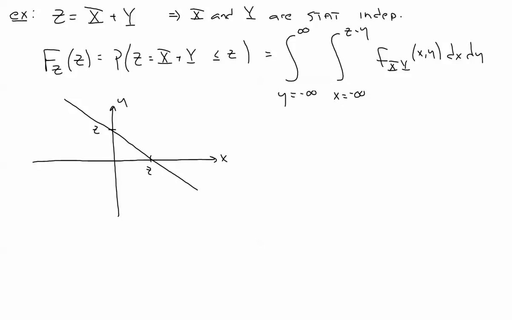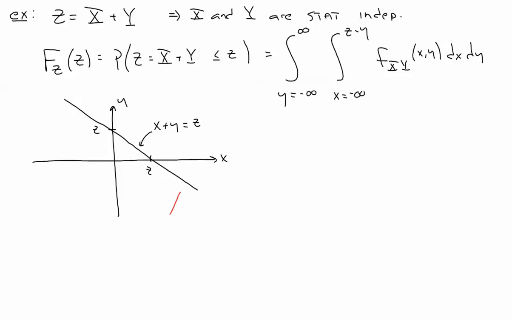That's supposed to be a straight line with a slope of 1. This line is where x plus y equals z. So if x equals 0, y equals z. If y equals 0, x equals z. So that boundary there is x plus y equal to z.